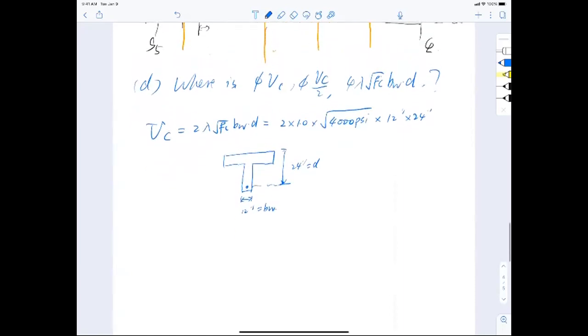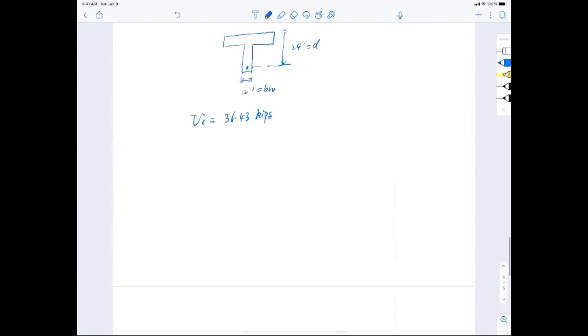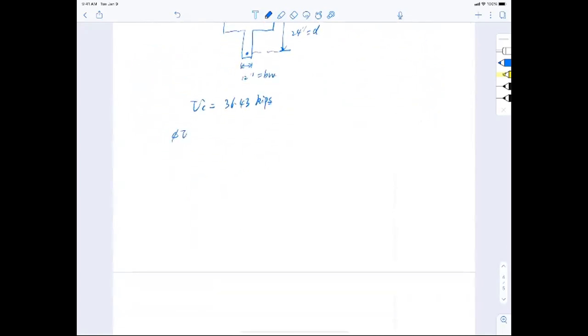Okay, so with this, I got Vc equal to 36.43 kips. And just to save you the time, I'm just gonna march on. And now phi Vc, which is 0.75 multiplied by 36.43 kips, and I have here 27.32 kips. Okay, and that is phi Vc. So naturally, what is phi Vc divided by 2?